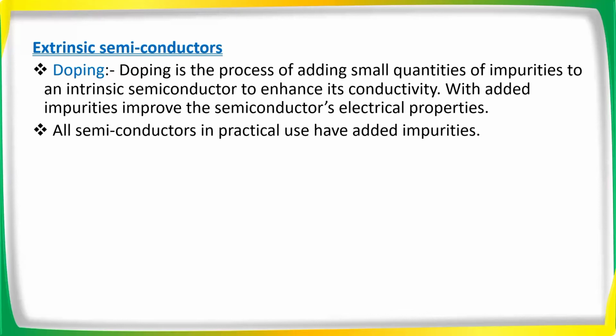So all the semiconductors that we normally use are actually extrinsic semiconductors. So what is an extrinsic semiconductor? It is an intrinsic semiconductor that has been doped, or that has had impurities added to it to increase its conductivity.